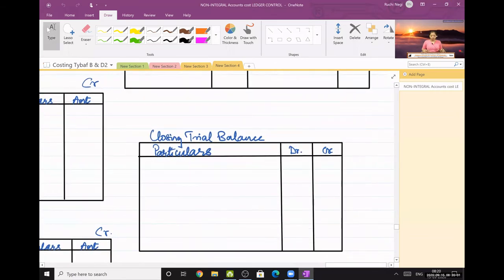And make a small closing trial balance. You can use a fresh page for this, or if you have space, you can adjust it. It will take hardly 5 lines. Okay, 5 to 6.